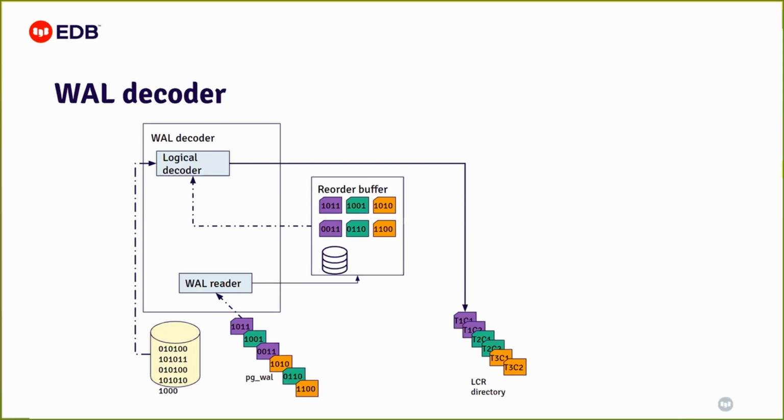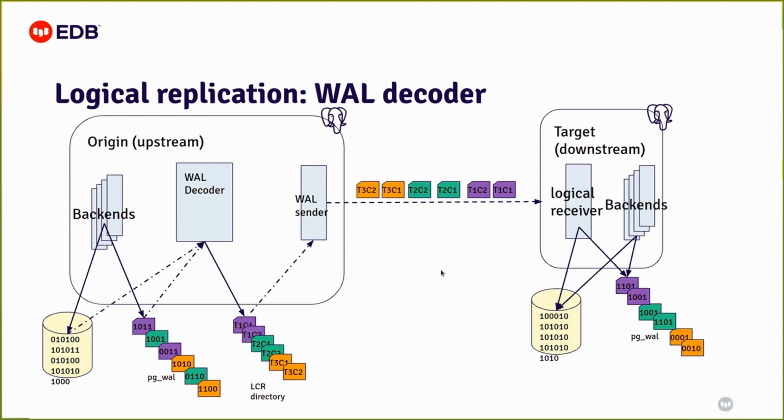So here is how WAL decoder looks like, and it is very similar to the WAL sender, except that instead of sending the logical changes to another PostgreSQL server, they are being written to the disk on the local server itself. So WAL decoder again reads the WAL stream, reorders it, then interprets that stream based on a historical snapshot that it maintains, and then produces LCRs which are written to the disk.